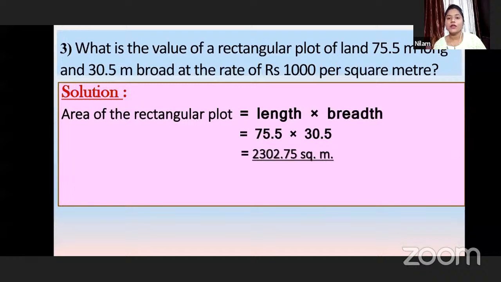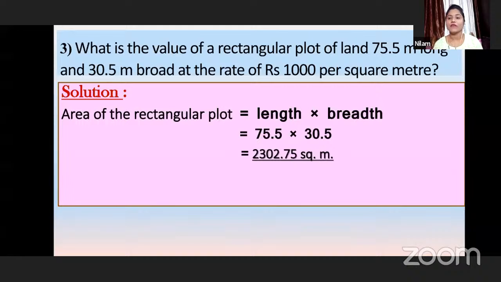Okay. But in the question, children, we have not been asked about the area. What is asked in the question? In the question, we are asked to find out the value, the cost or the amount that we have to give for purchasing the rectangular plot. Okay. So we have to find out the cost value of the rectangular plot. See children, as in earlier standard we have solved sums of these also. When we have to find out the cost of any given thing, we multiply the number of things by the cost of one. Okay.